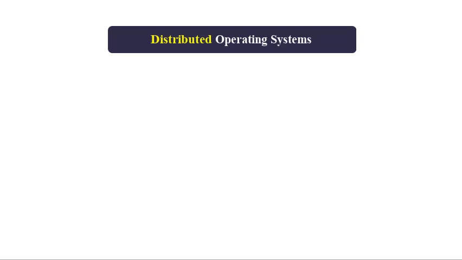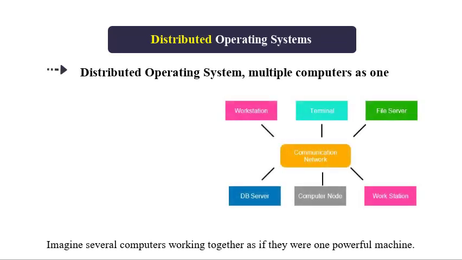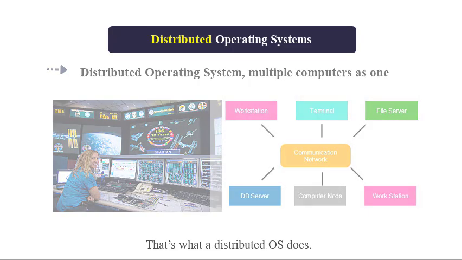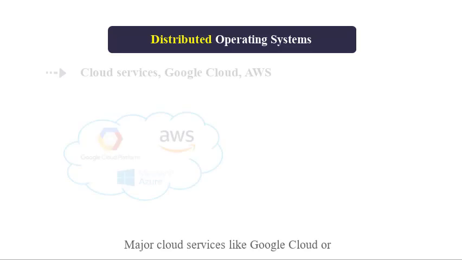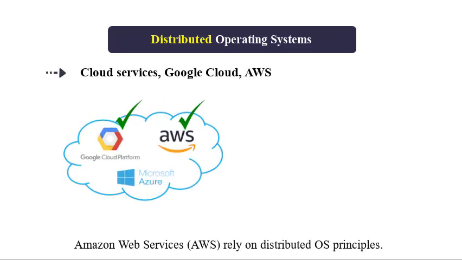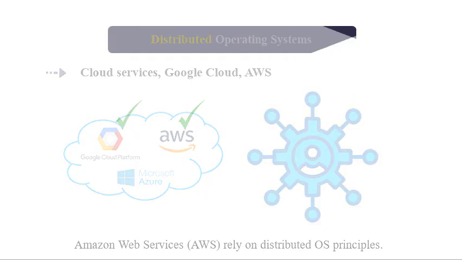Distributed operating system. Imagine several computers working together as if they were one powerful machine. That's what a distributed OS does. It coordinates multiple networked systems to operate as a unified environment. Major cloud services like Google Cloud or Amazon Web Services, AWS, rely on distributed OS principles.